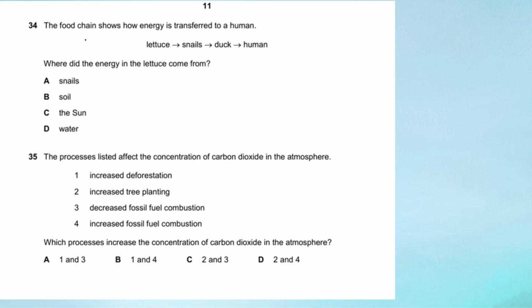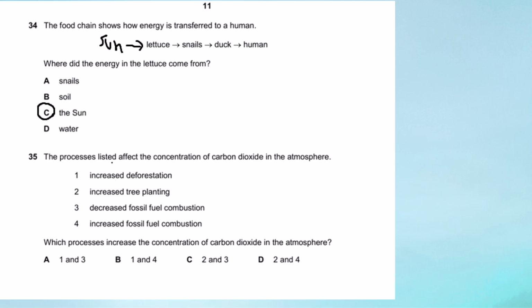The next one here is quite easy. We have a food chain that shows how energy is transferred to a human. And they ask, well, where did the energy in the lettuce come from? Well, our lettuce is our producer, so of course it's the sun which gives energy here, so it's C, our sun.